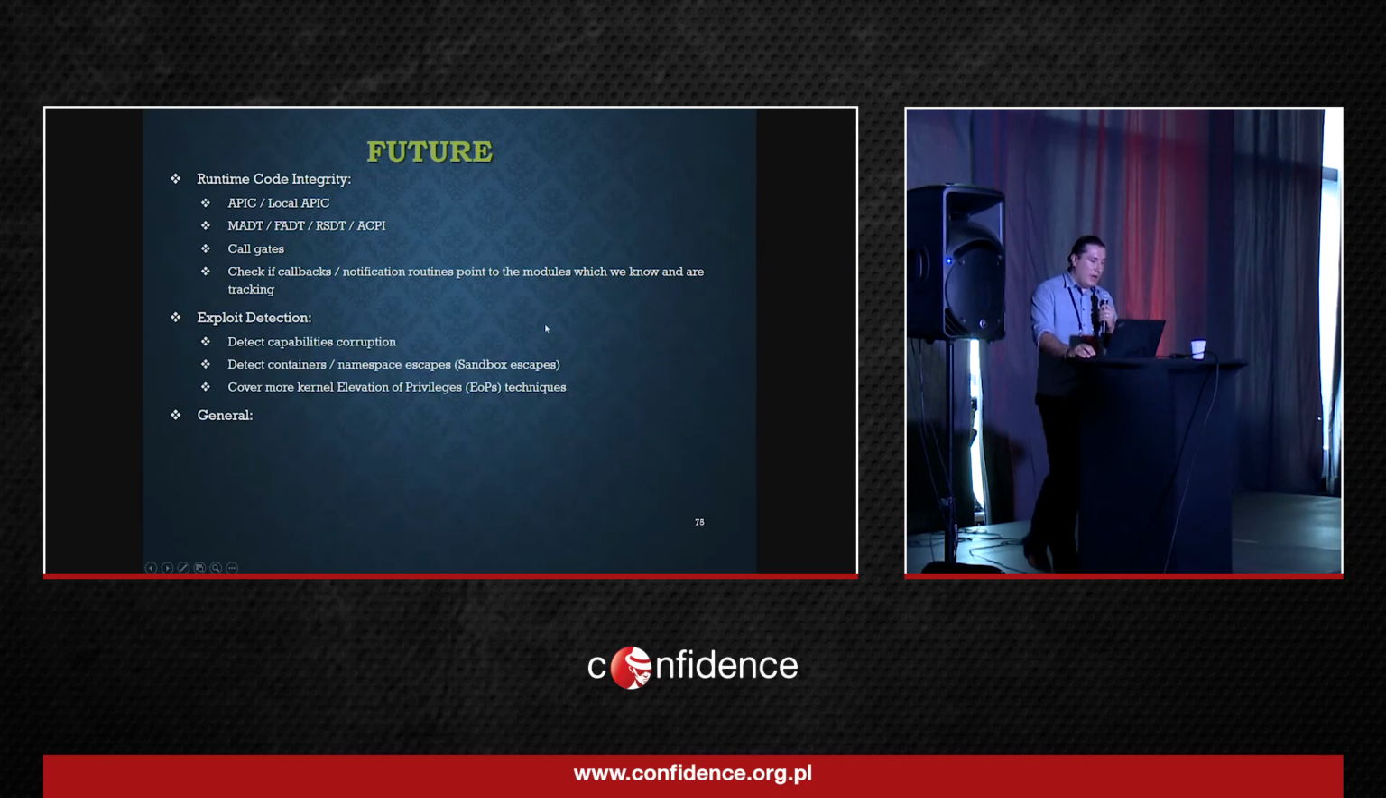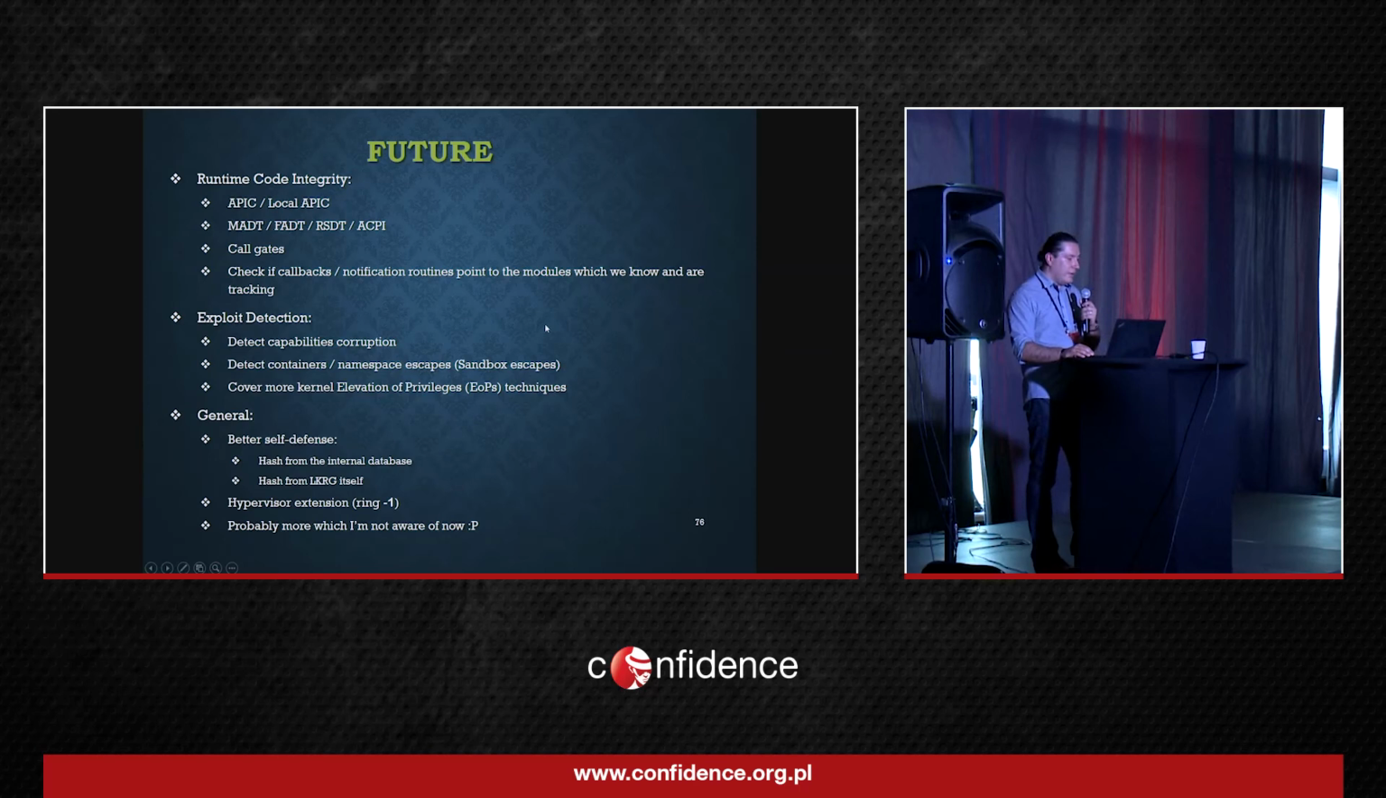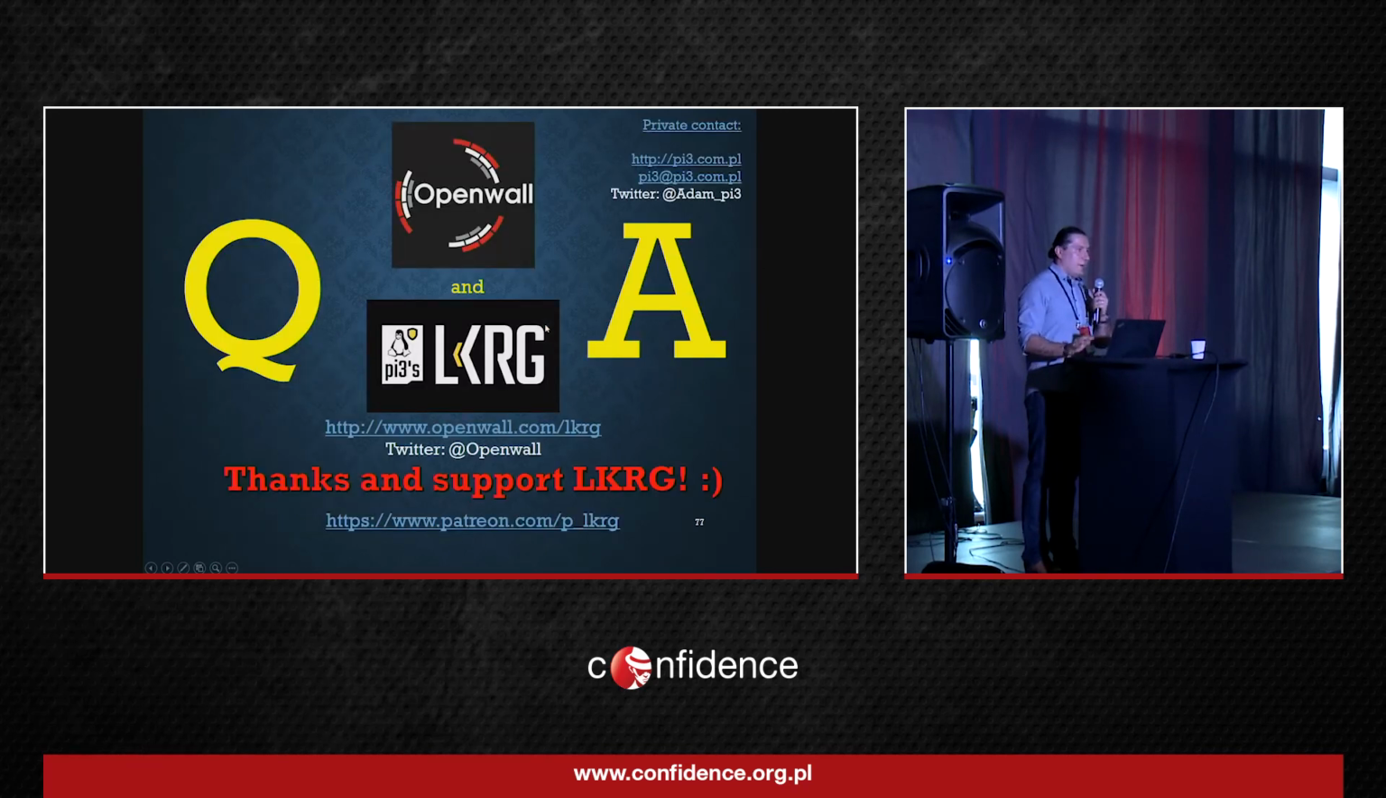For the exploit detection feature, I would like to detect sandbox escapes based on capabilities corruptions. I would like to add, as I said before, container escapes, which will be added for sure, the same as namespace sandbox escapes. And also, I will cover more kernel elevation of privilege techniques. And in general, I will probably work on better self-defense, like a hash of the internal database and LKRG itself. Apparently, this part is already done. And also, I will probably work, at some time when I feel it's the right time, on the hypervisor extension to ring -1 to guard LKRG from the hypervisor, and probably much more, which I'm not aware of now. So that's all. Questions and discussions.